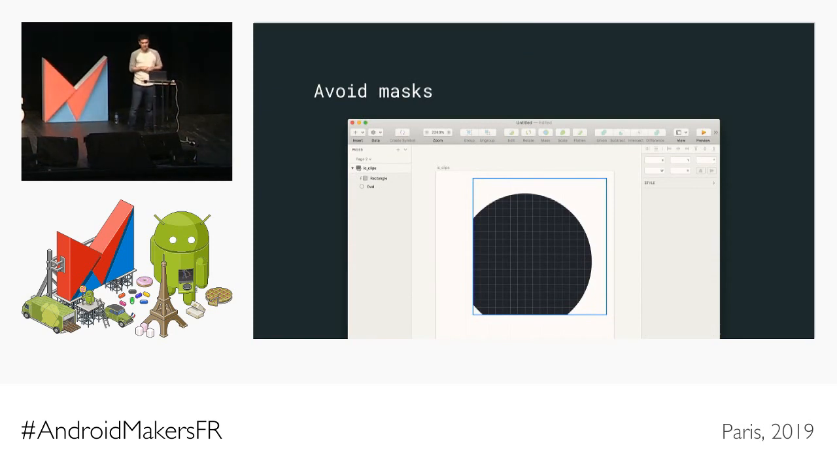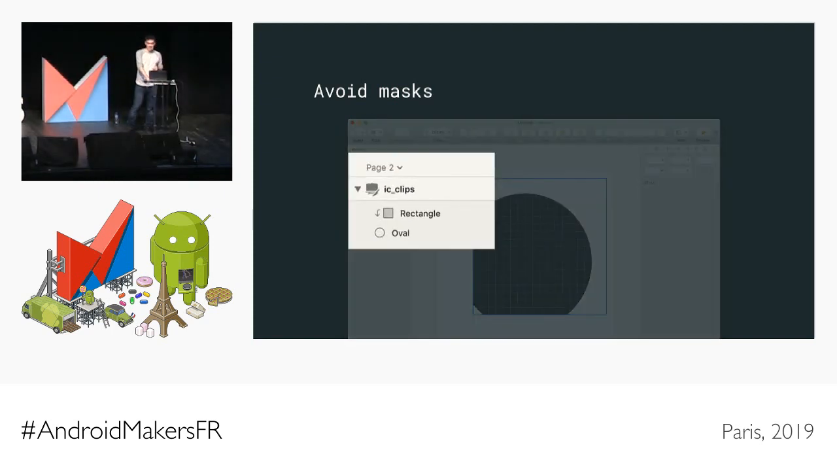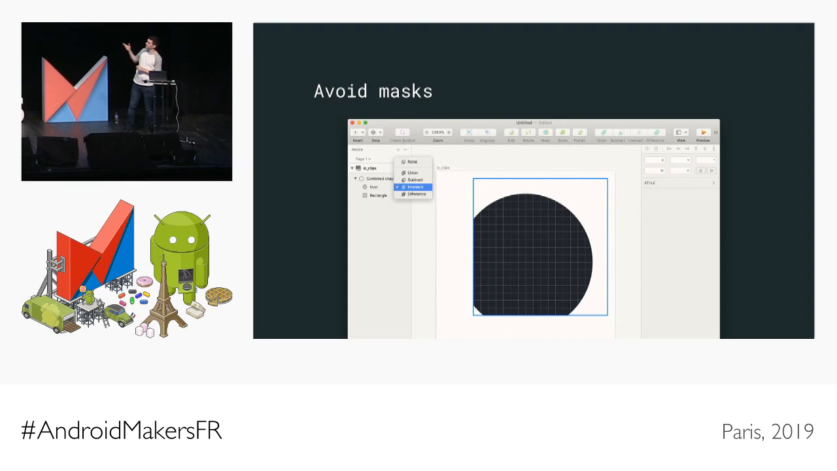One last tip, try to avoid masks when possible. Sketch has this feature called masks, which aren't entirely supported by vector drawable, so it's best to use Boolean operations like this instead of masks. So here, instead of using a mask, I'm using an intersection Boolean operation, which will translate over to a clip path in a vector drawable.